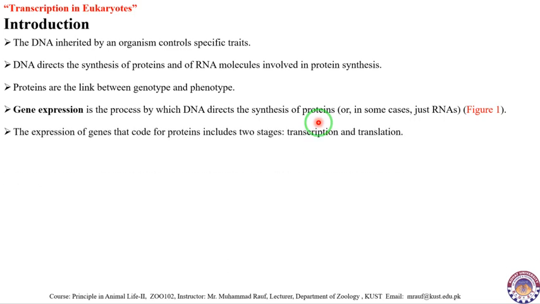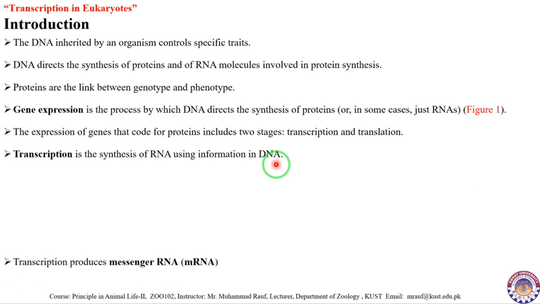The expression of genes that code for proteins includes two stages. When we talk about messenger RNA, gene expression has two distinct stages, transcription and translation. Transcription is the synthesis of RNA using information in DNA, meaning the messenger RNA or other types of RNA are synthesized from DNA. The DNA is unwound at a particular site and then one of the strands acts as a template for the synthesis of a messenger RNA through a process called transcription.